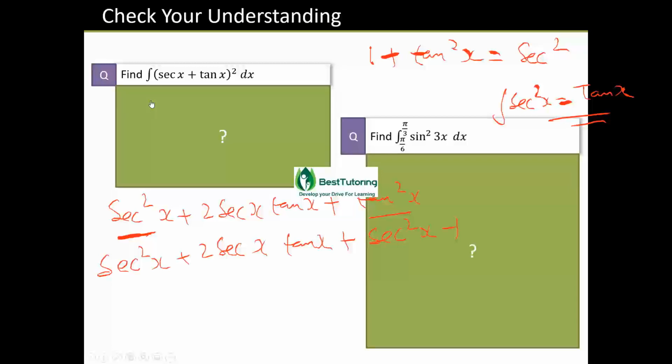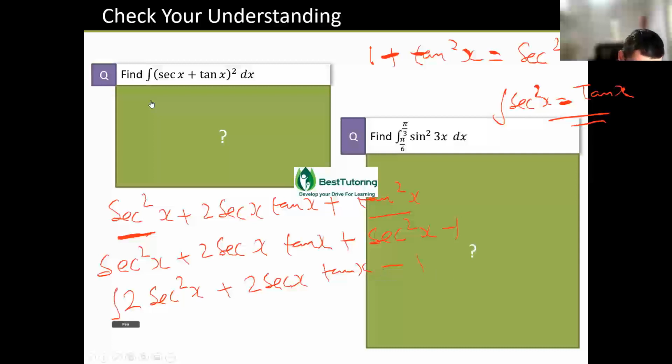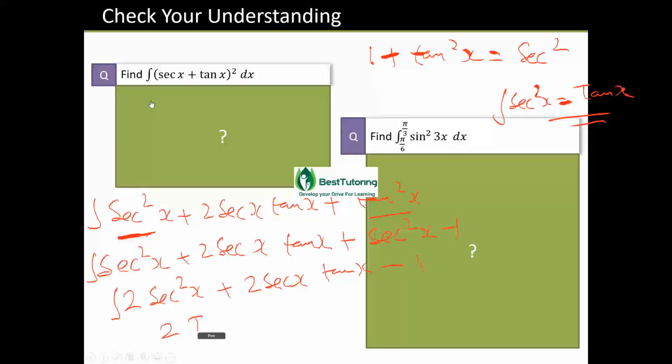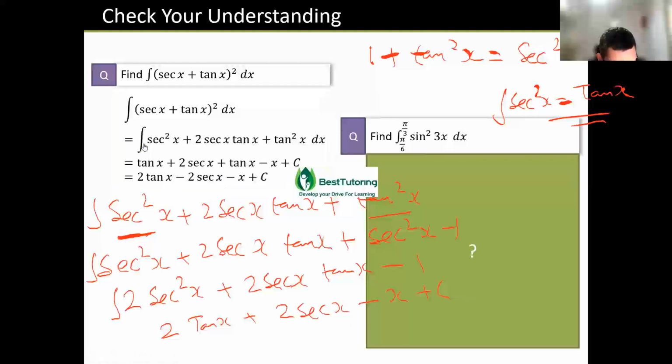So you can collect like terms. It would be 2 sec squared x plus 2 sec x tan x minus 1. We have not done integration yet, so we need to carry the integration sign. What is the integration going to be? Carry on, please. Last step, Sonali. 2 tan x minus 2 sec x minus x plus c. That is the answer we should be getting for this one.